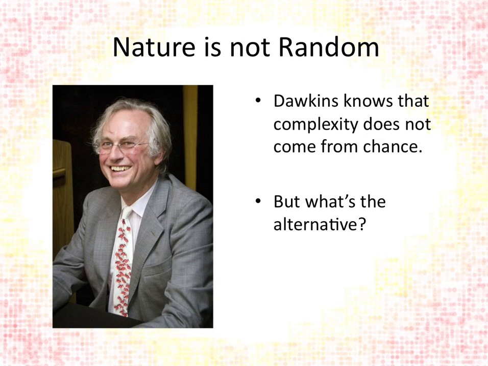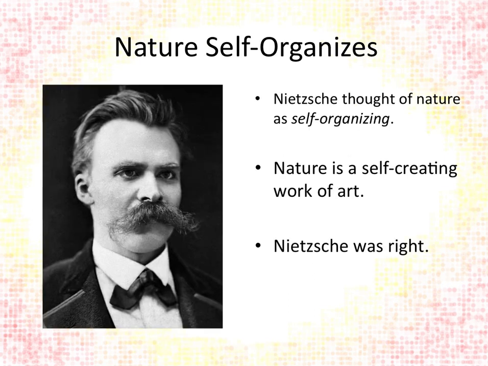And Dawkins knows that complexity does not come from chance. Dawkins stresses this over and over again throughout his books. Complexity cannot arise from chance. But what's the alternative? The alternative is nature self-organizes. Of course, the alternative is evolution. But let's talk about self-organization and think about Nietzsche for a minute. Nietzsche thought of nature as self-organizing. Nature is a self-creating work of art. Epicurus is wrong, Nietzsche is right.